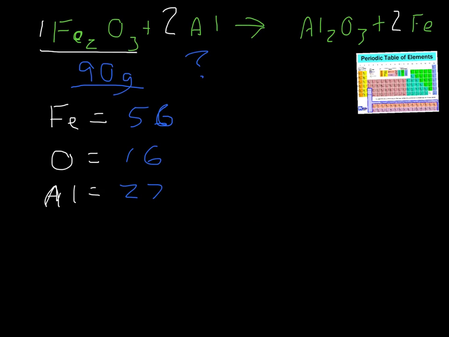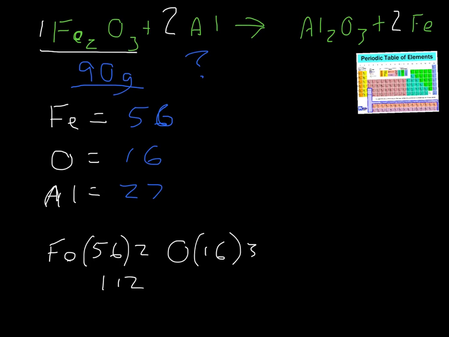Which weighs 56, 2 of those. And then we have oxygen, which weighs 16, times 3. So let's go ahead and add this up. 56 times 2 is 112. And then 16 times 3 for our oxygens is 48. Add those together, and that gives us 160 grams per mole of our iron 3 oxide.